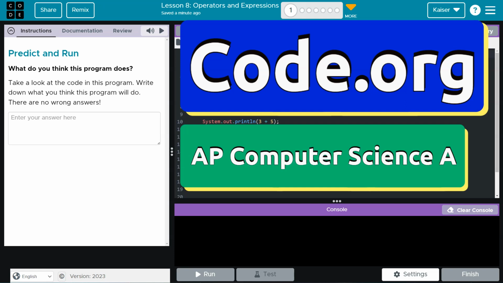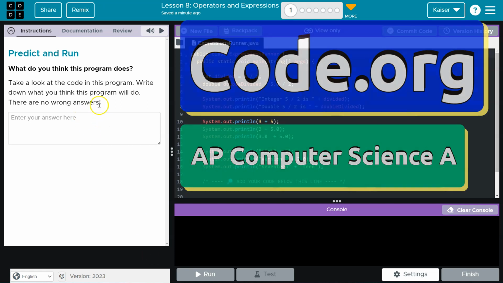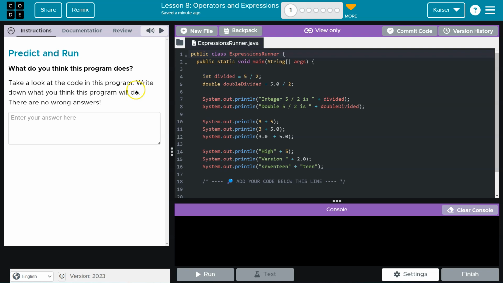This is code.org. Let's see what we're doing here. Predict and run. What do you think this program does? Take a look at the code, right? Now, students, keep in mind, you cannot hit run until you put an answer here. However, once you put an answer here and hit run, you have submitted to your teacher. If I'm your teacher, that's me.